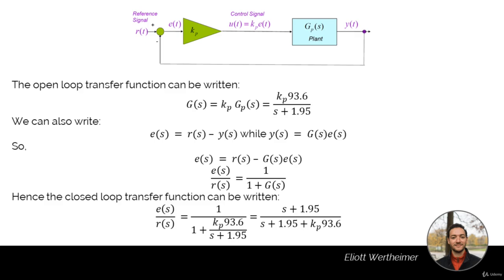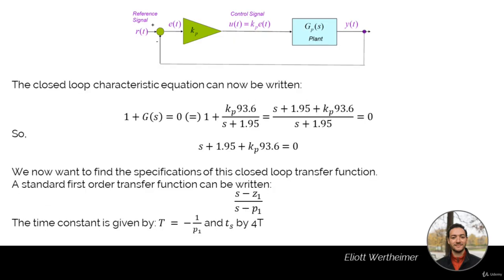We can then factor that and divide through, and we get that E(s) divided by R(s) is equal to 1 over 1 plus G(s). And this is the closed loop transfer function of the system. It gives the error with respect to the reference input. So we can plug in the numbers and we get that the closed loop transfer function of the system is s plus 1.95 divided by s plus 1.95 plus Kp times 93.6.